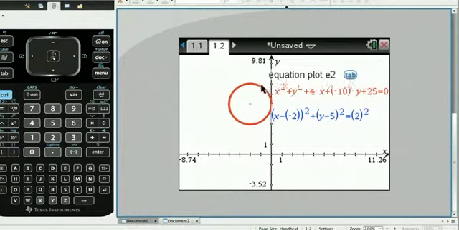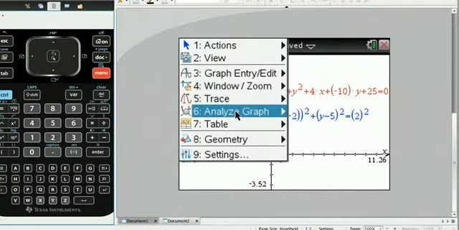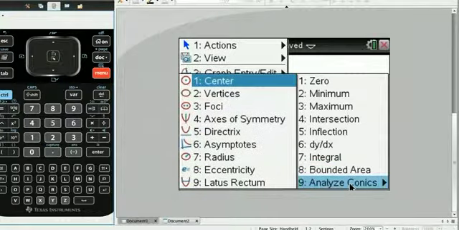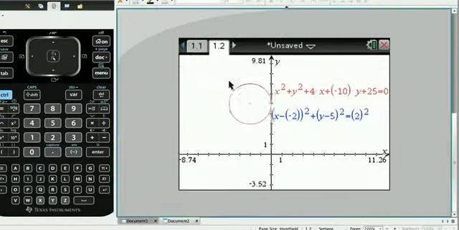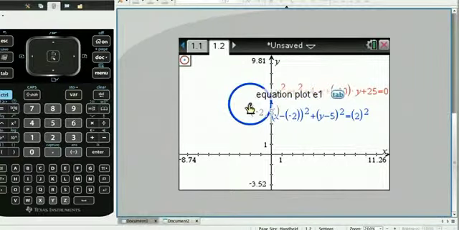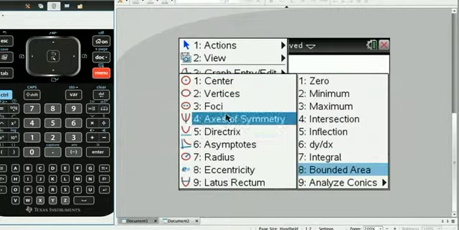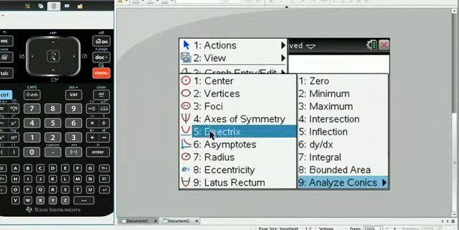The other thing here is that if you click on your circle, you can go menu, analyze graph, so menu 6. You can look at a few things if you go to analyze conics, which is 9. So you can find the center, and it actually tells you when you hover over it, negative 2, 5 is the center. You can also look at other things like the radius if you wanted to. Vertices for an ellipse is really useful.